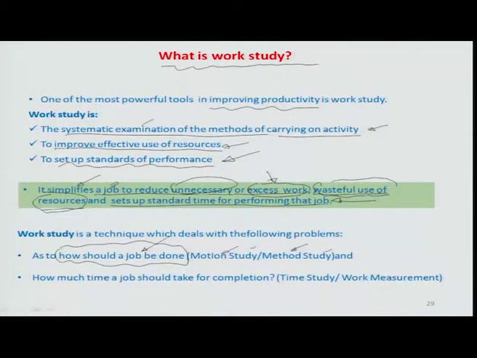And then the other question which needs to be addressed, which is the central theme of work study, is how much time a job should take for completion. Okay. So, how should a job be done and with what kind of time scales should the job be done. These are the two basic questions that are posed if we want to organize the task set into a very thorough work study.